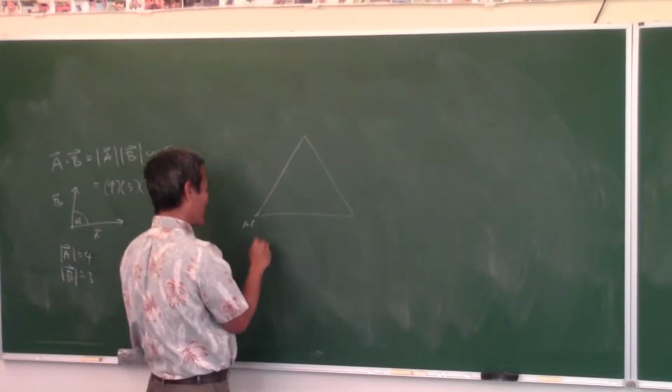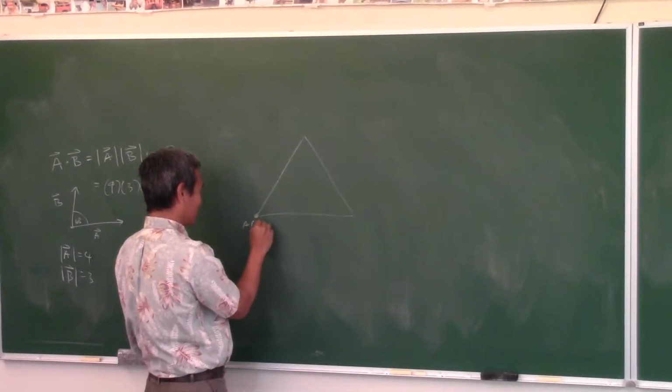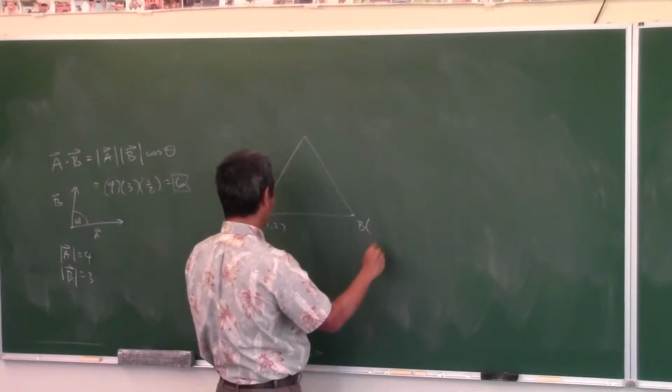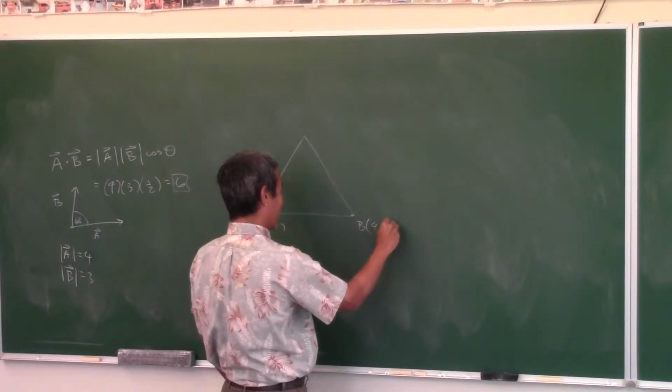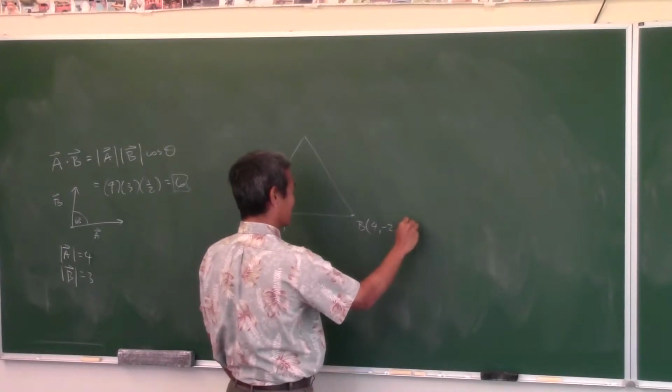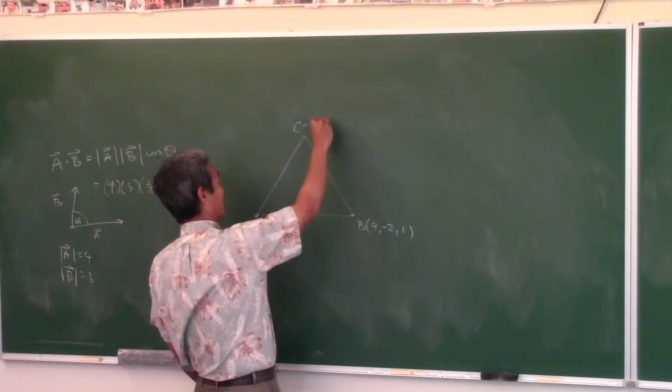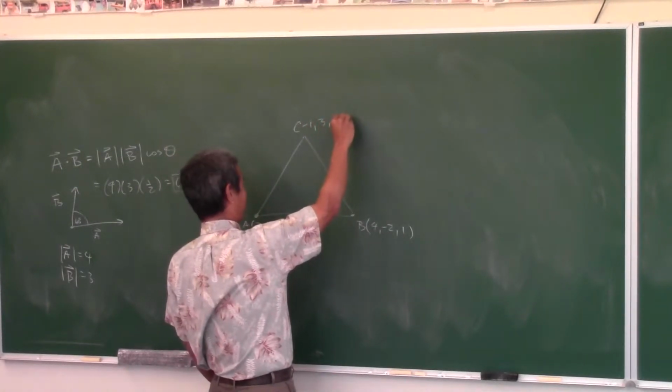So here's point A. What are the coordinates? (2, 1, 3). Just make up numbers. Point B: (4, -2, 1). Point C: (-1, 3, -2).